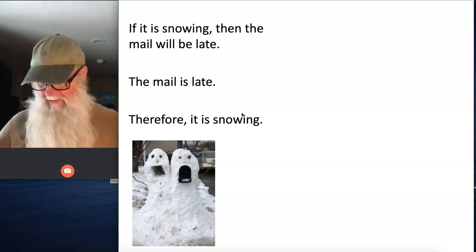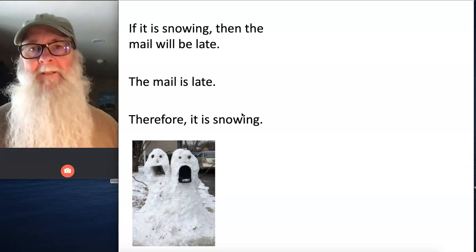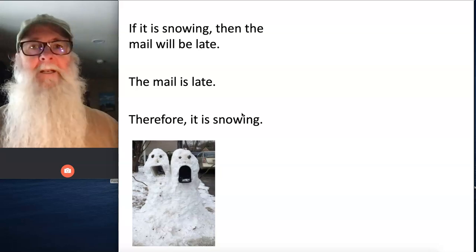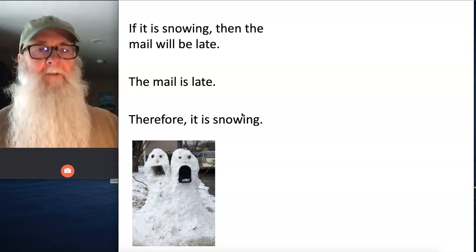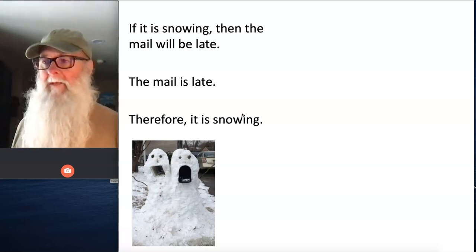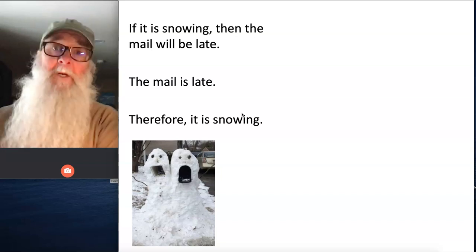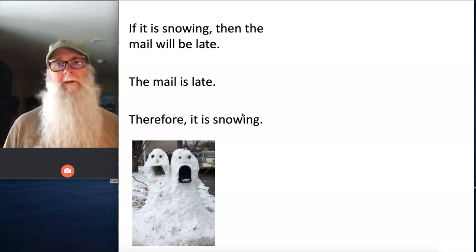Okay, so we believe, yeah, if it's snowing, the mail will be late, and the mail is late today. But maybe that's because the mail carrier got distracted by the nice sunny day and decided to stop at the beach and have lunch, have a snack. And in that case, the mail's not here on time because the mail carrier is kicking it at the beach. But if it were snowing, the mail would be late. That's true. Okay, but it's not true that it's snowing.